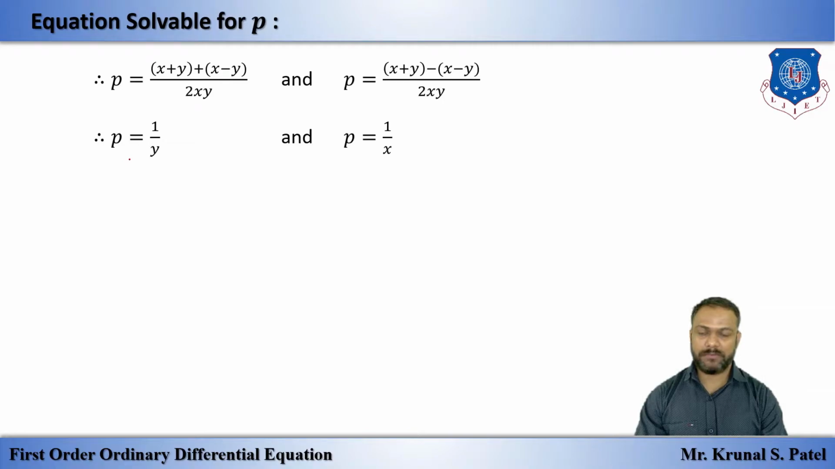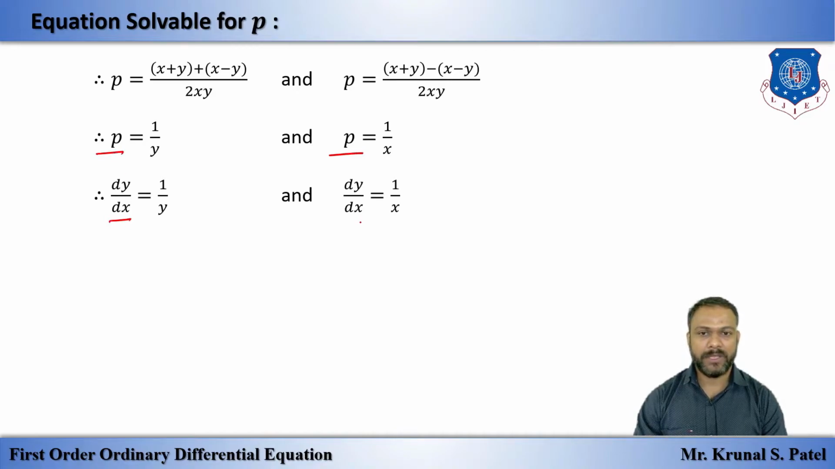So first, now we have p in the form of x and y. So we'll solve this. Now we know the value of p, dy by dx, so we'll put dy by dx instead of this p. Now by variable separable, as I told, we have to use each and every method whenever required.